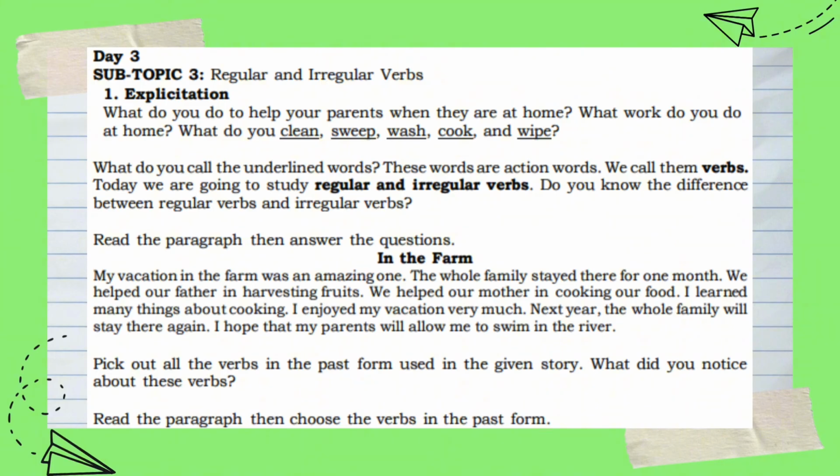Can you pick out all the verbs in the past form used in the given story? What do you notice about these verbs? So I can see stayed, helped. We also have learned and enjoyed. Okay, so I think that's all. And what did we notice about these words? We only add ed to form the past form of these verbs.